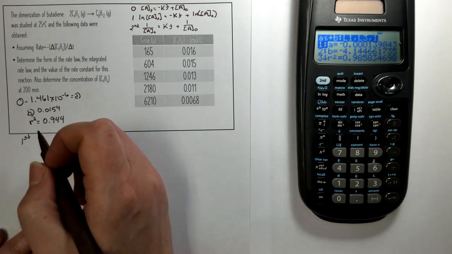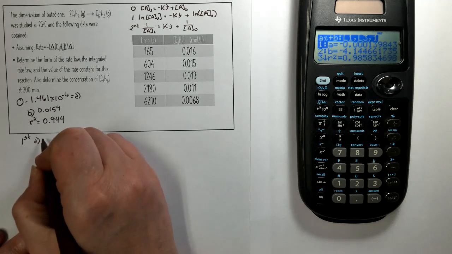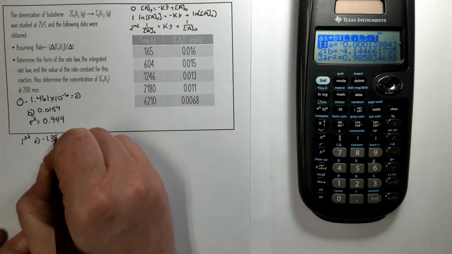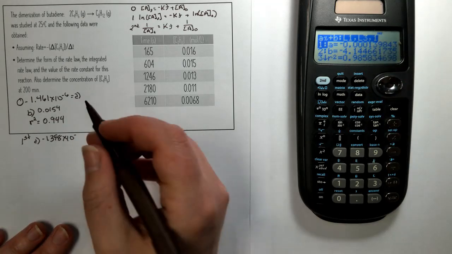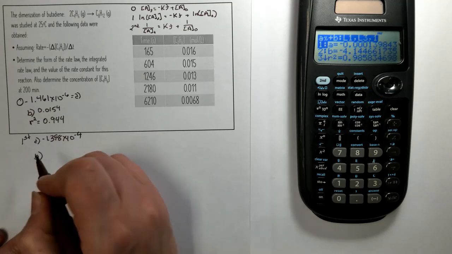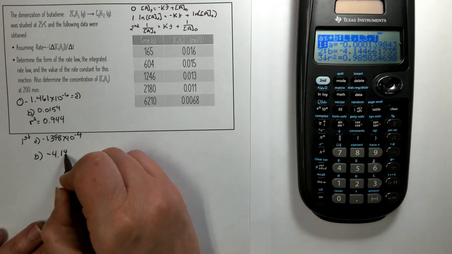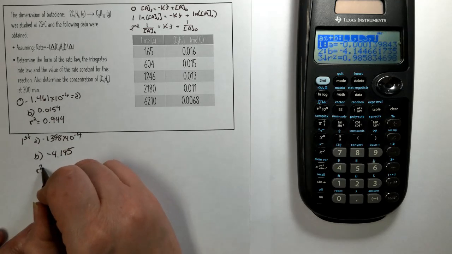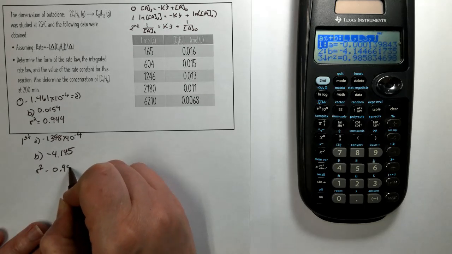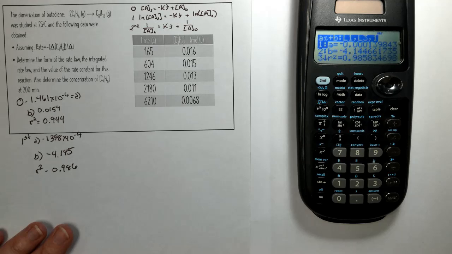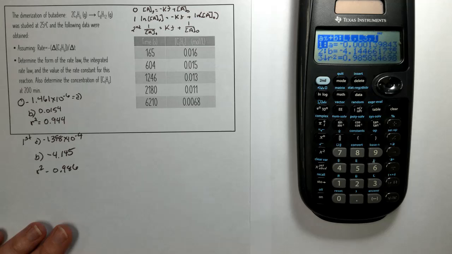And we're going to find that our slope is equal to negative 1.398 times 10 to the negative 4, B is equal to negative 4.145, and our r squared value in this case is equal to 0.986. Okay, so this is a better fit than that, but still not great.